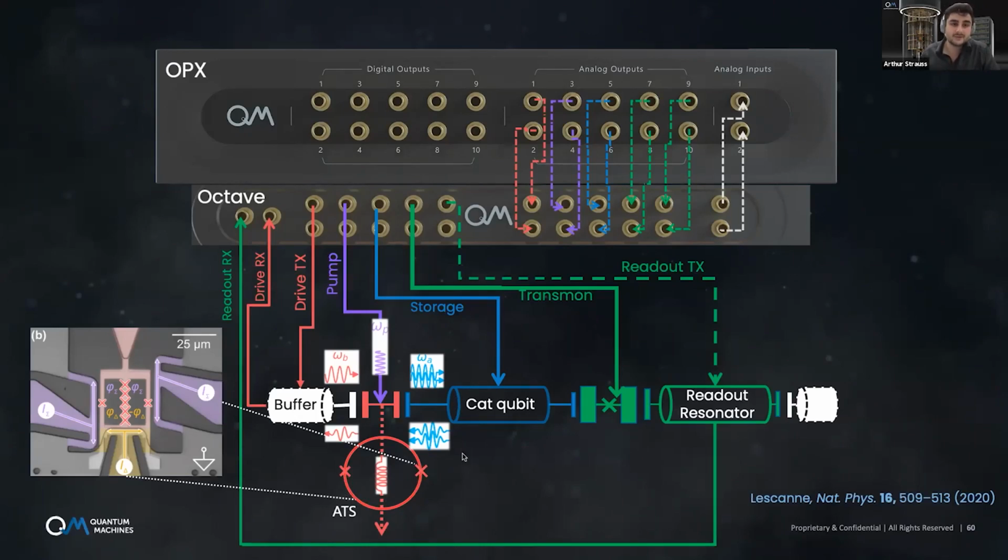And actually, if you tune it, if you pump it at a very specific frequency, omega p, which is proportional to twice the frequency of the cat minus the frequency of the buffer, you actually create such an interaction that induces exchange of 2 photons between the cat and the buffer.